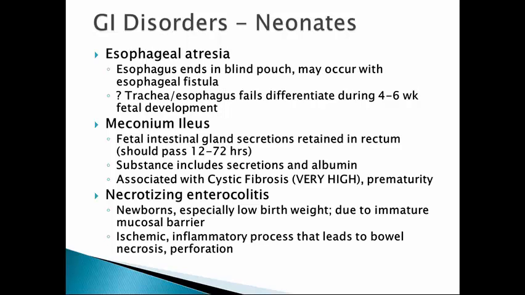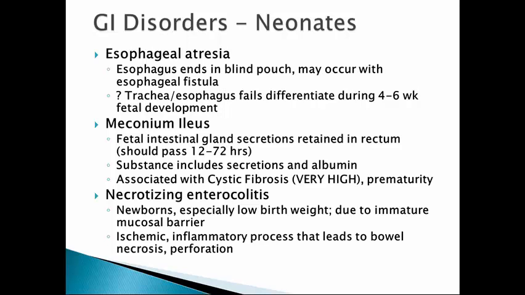Now, with the esophagus ending in a blind pouch, it may also occur with an esophageal fistula. Remember that, purely defined, the pathology of a fistula is an abnormal opening between 2 structures that normally do not communicate. So if you have a child with an esophageal atresia that also has an esophageal fistula, that means that they have an abnormal opening from their esophagus, so anything going down the esophagus is going to enter the hilar region. So it's suggested that, because this is a congenital defect, the trachea and/or the esophagus fails to differentiate early in the fetal development.